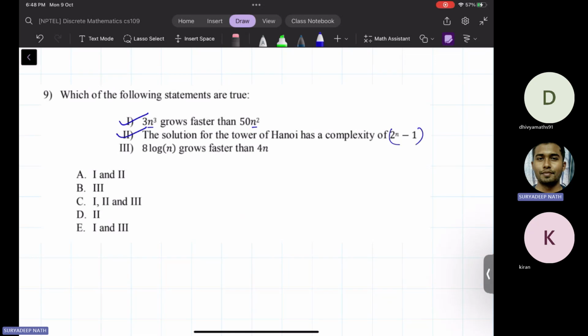8 log n grows faster than 4n. So log n always actually grows slower than n. Initially it may be that 8 log n is more than n, but eventually 4n will overtake 8 log n. So this is not right. So option 1 and 2 are the only correct answers for this question.